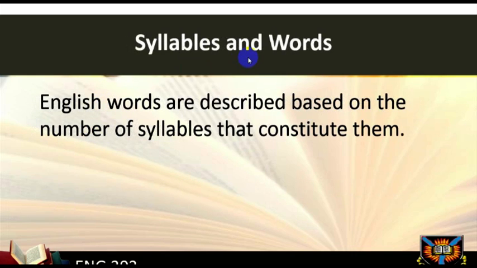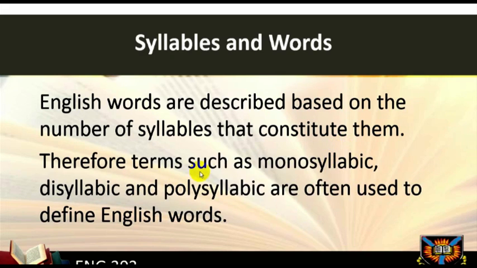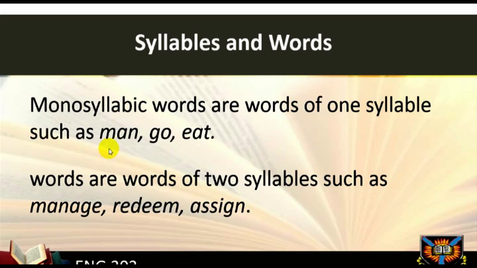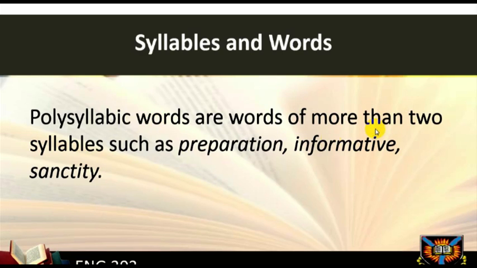Syllables and words. English words are described based on the number of syllables that constitute them. Therefore, terms such as monosyllabic, disyllabic, and polysyllabic are often used to define English words. Monosyllabic words are words of one syllable such as man, go, eat. Disyllabic words are words of 2 syllables such as manage, redeem, assign. Polysyllabic words are words of more than 2 syllables such as preparation, informative, sanctity.